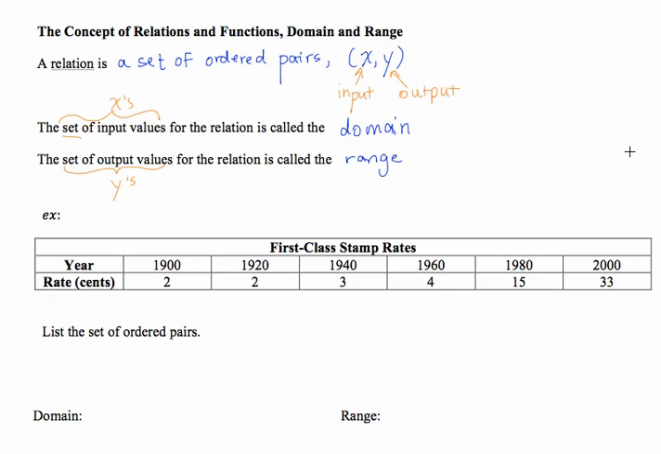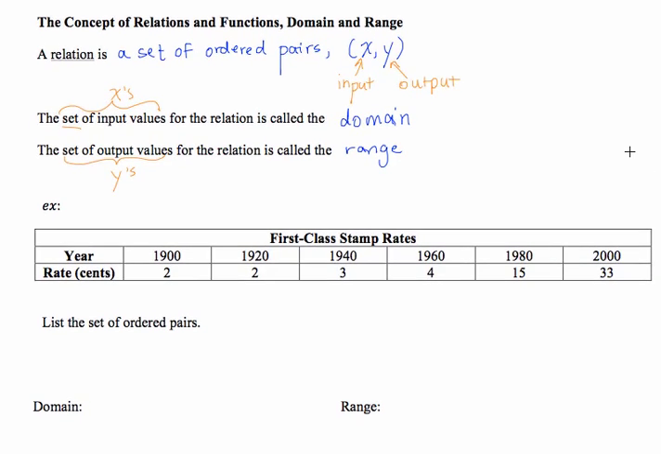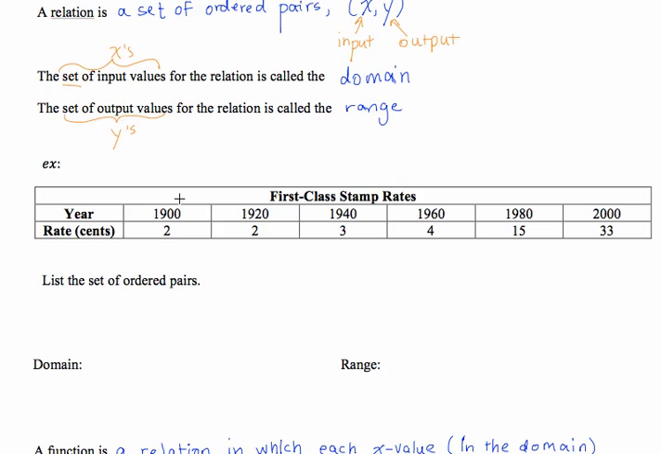So we're going to practice finding domain and range on a couple of examples here. Okay, first example. First class stamp rates all the way from 1900 to 2000. You can see they've dramatically increased. Okay, so we have the year and then the rate. So the year here is going to be considered the x, that's the independent variable or the input. And then if you input the year, this chart will tell you how much a stamp cost in that year. That's considered the y, or the output value.